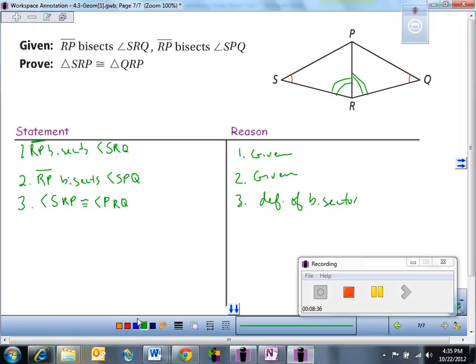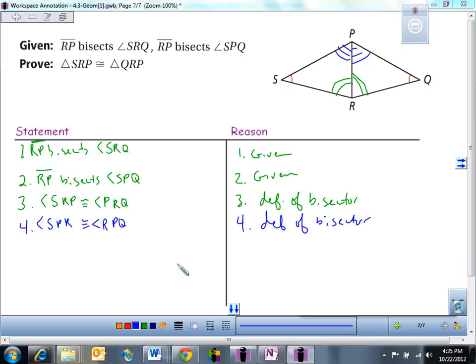So same thing is going to happen with the other piece. So because this flips, we get that blue angle the same. So step 4, angle SPR is congruent to angle RPQ because of the definition of bisector. So right now, remember, we don't have that red piece the same, so we're just going to forget that's there.